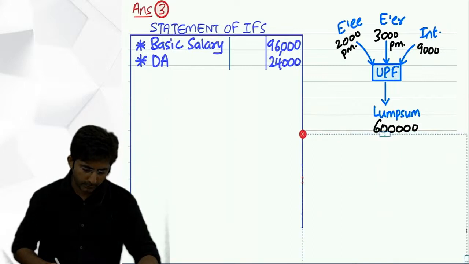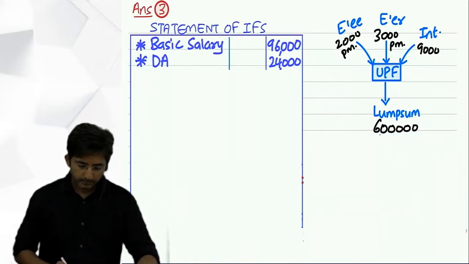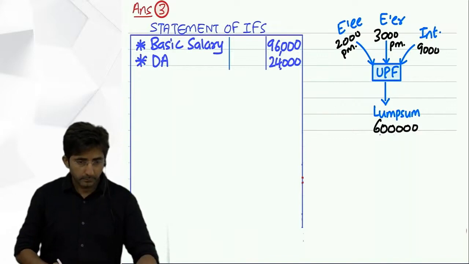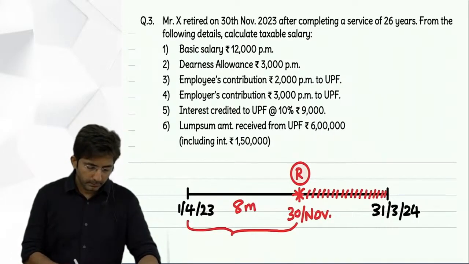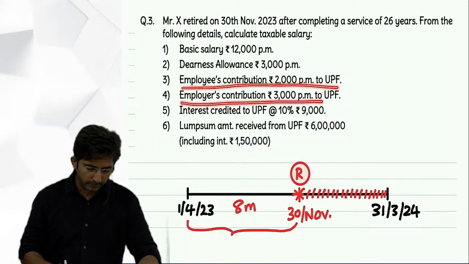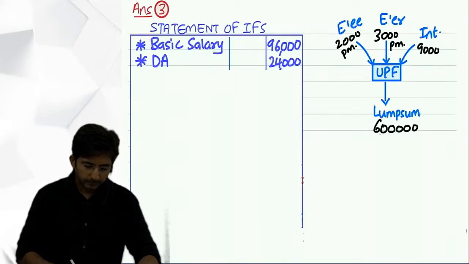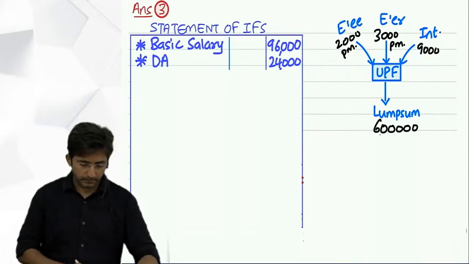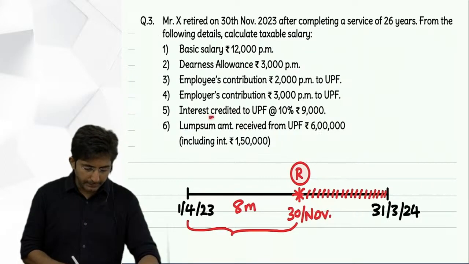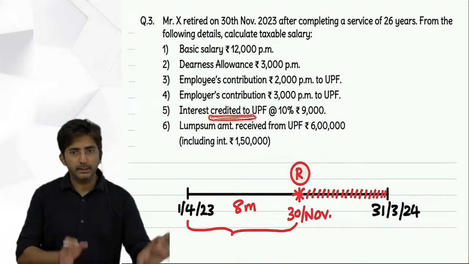See, my drawing is also ready. Is it like this, correct? Employees contribution 2,000 per month. See, in the question it is given. Employees contribution 2,000 per month. Employers contribution 3,000 per month. 2,000, 3,000. Interest 9,000. See, what do you mean by this credited? Credited means in your account it is deposited.